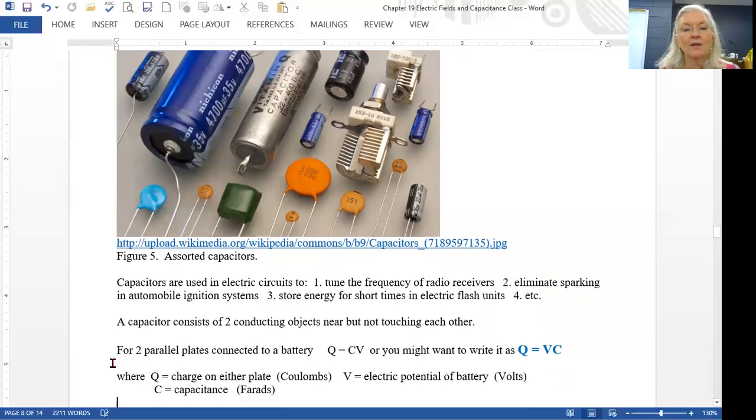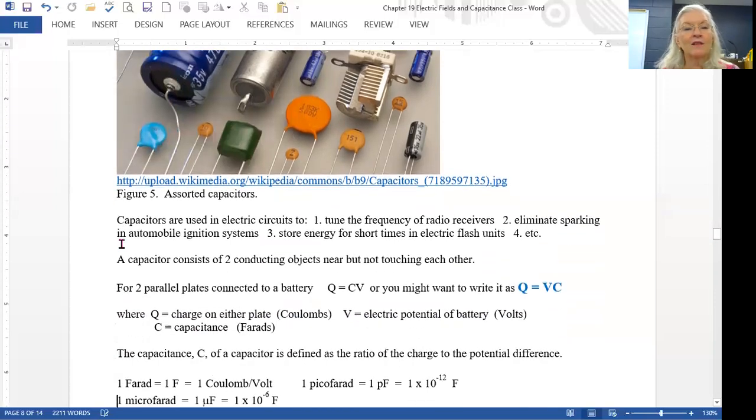So capacitors are used for a variety of things in electric circuits. They can be used to tune the frequency of a radio receiver. That's one of those where you'd use a variable capacitor. They can be used to eliminate sparking in some kinds of ignition systems, to store energy for short times. This is how it was used in electronic flashes, and then there are an assortment of other uses for it.